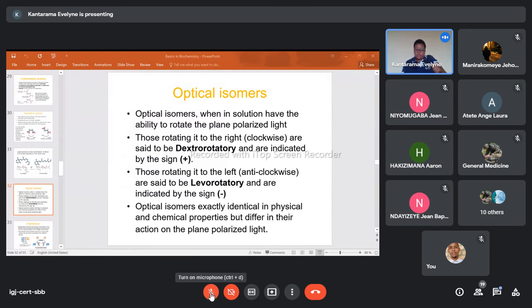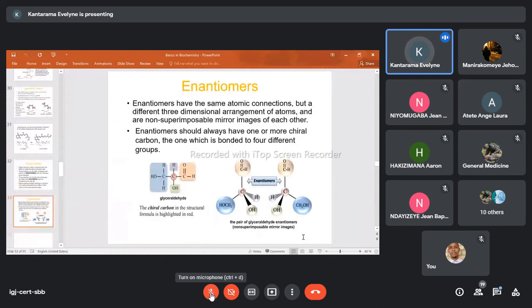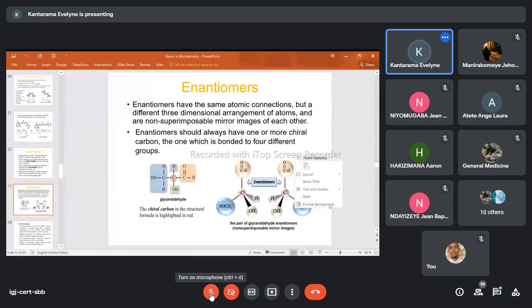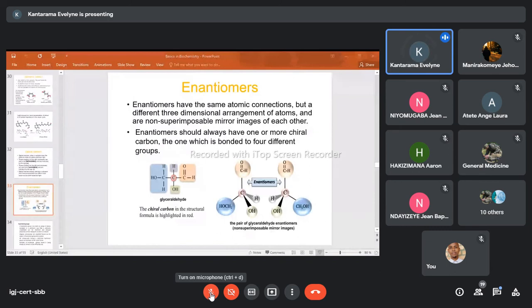And now, let's see enantiomers. Those enantiomers are also optical, sorry, geometrical isomers. They have the same atomic connections, but a different three-dimensional arrangement of atoms.